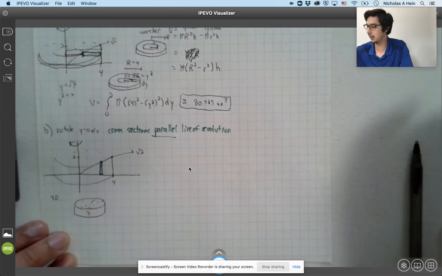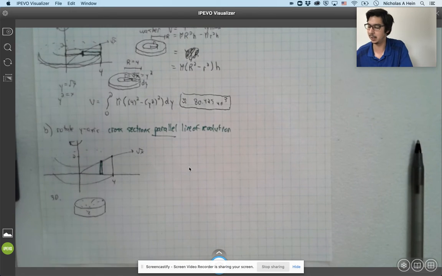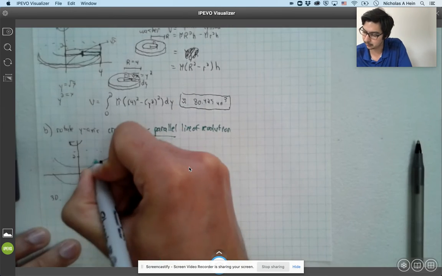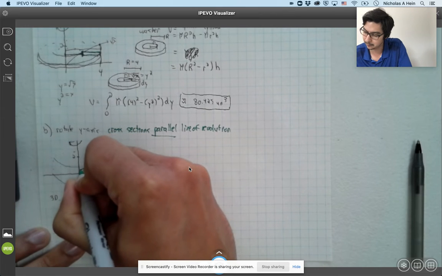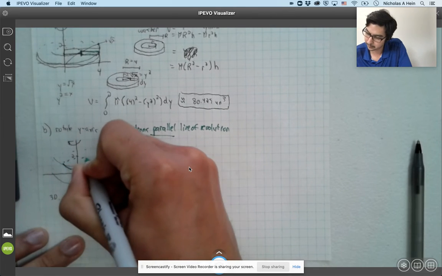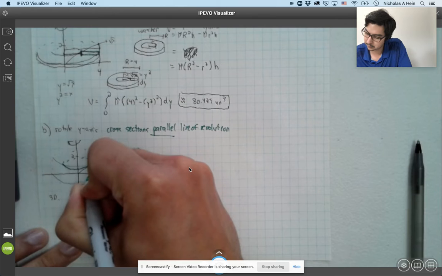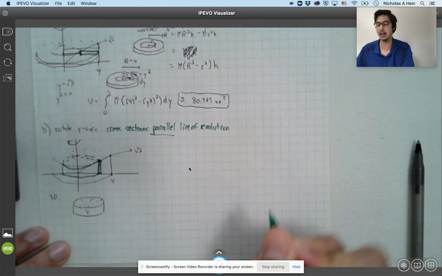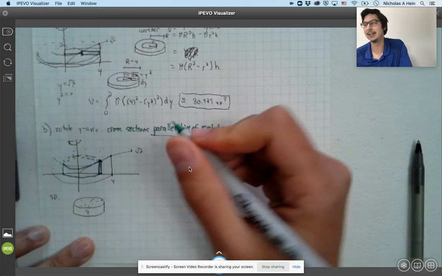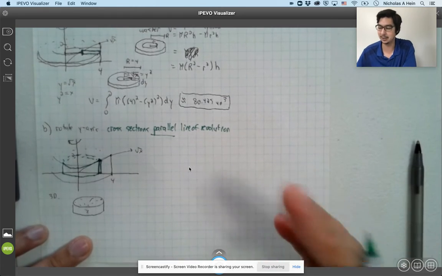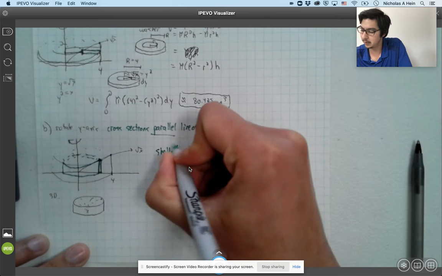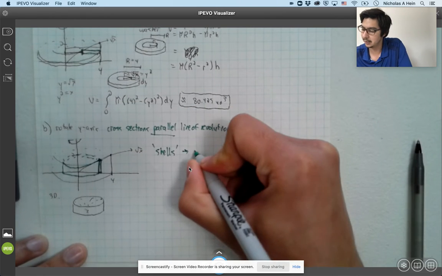Now, how does it work if I take a cross-section that's parallel to the y-axis? If I take a cross-section that's parallel and I rotate it around, what I'm going to end up getting here is what looks like a shell. All right, and that's what I say. It doesn't look like a shell at all. What is a shell? We call it shells, but to me, what it looks like is a ring.